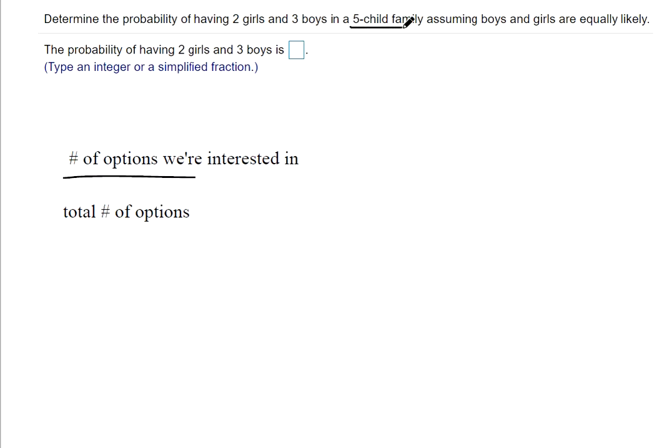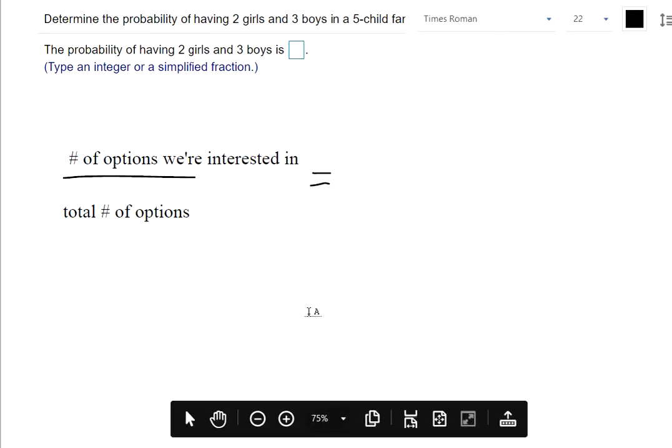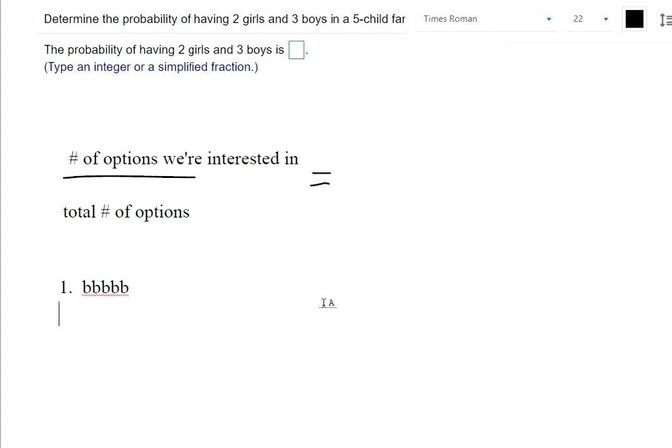We have a 5-child family. So in order to calculate the probability, we've got to figure out all the different possible options for how this family came together. There's lots of different ways, right? The first option would be boy, boy, boy, boy, boy. We have all boys. Pretty unlikely, but could happen. Boy, boy, boy, boy, girl is the second option. But a third option could be boy, boy, boy, girl, boy.